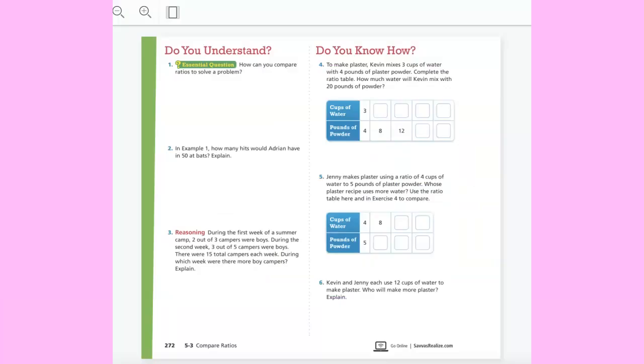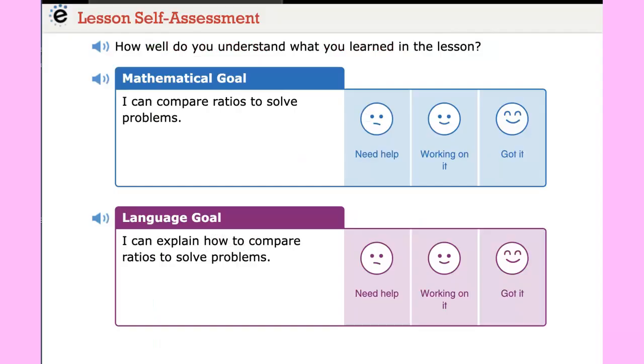All right, it's time for us to check our understanding. I'm going to go around and help you with this problem, okay? So answer this question and complete this statement. Since we learned how to compare ratios, you might need to self-check.